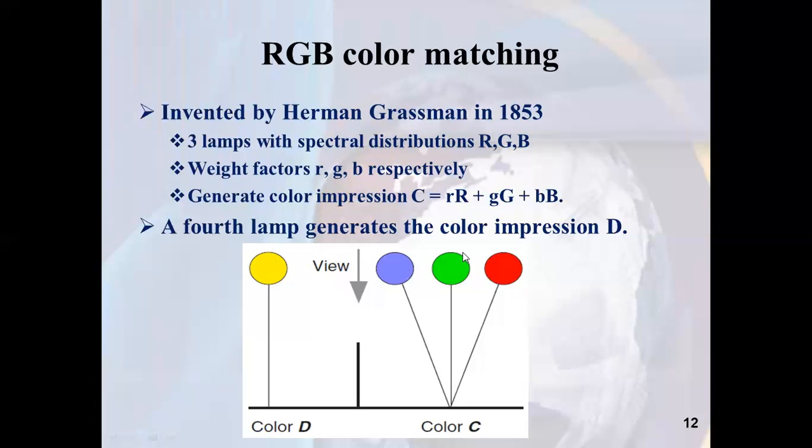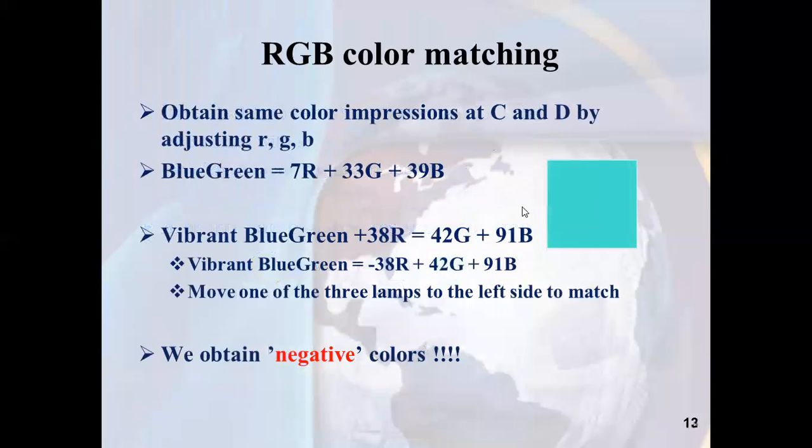Hermann Grassmann changed the intensity of red, blue, and green until we obtain the same color that we have at the other side. For example, yellow is a combination of red, green, blue with different intensity. So to obtain the blue-green color, we use intensity 7 for red, 32 for green, and 39 for blue.